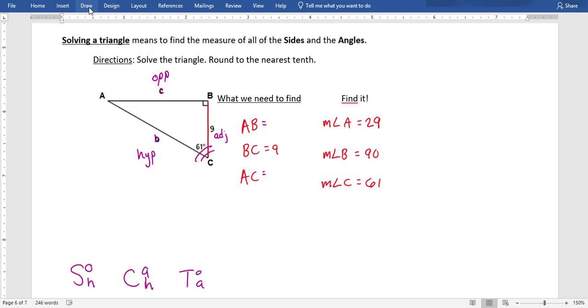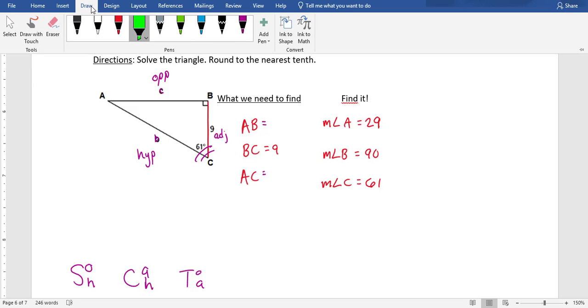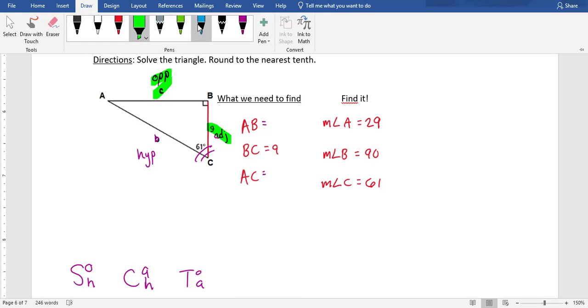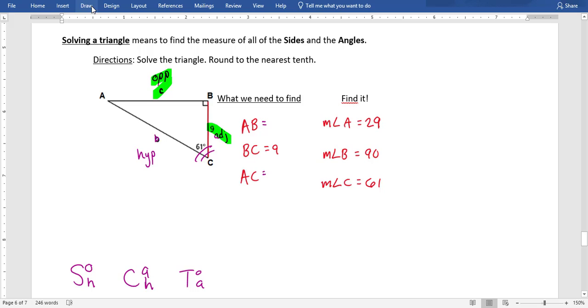So if I'm going to set up an equation that has the side I know and this side up here that I want to solve for, I'm going to have to use adjacent and opposite. And adjacent and opposite is tangent. So I'm going to say, tangent of my angle, 61, is opposite over adjacent. We don't know the opposite, so we put that C there. And now we can cross multiply and solve.